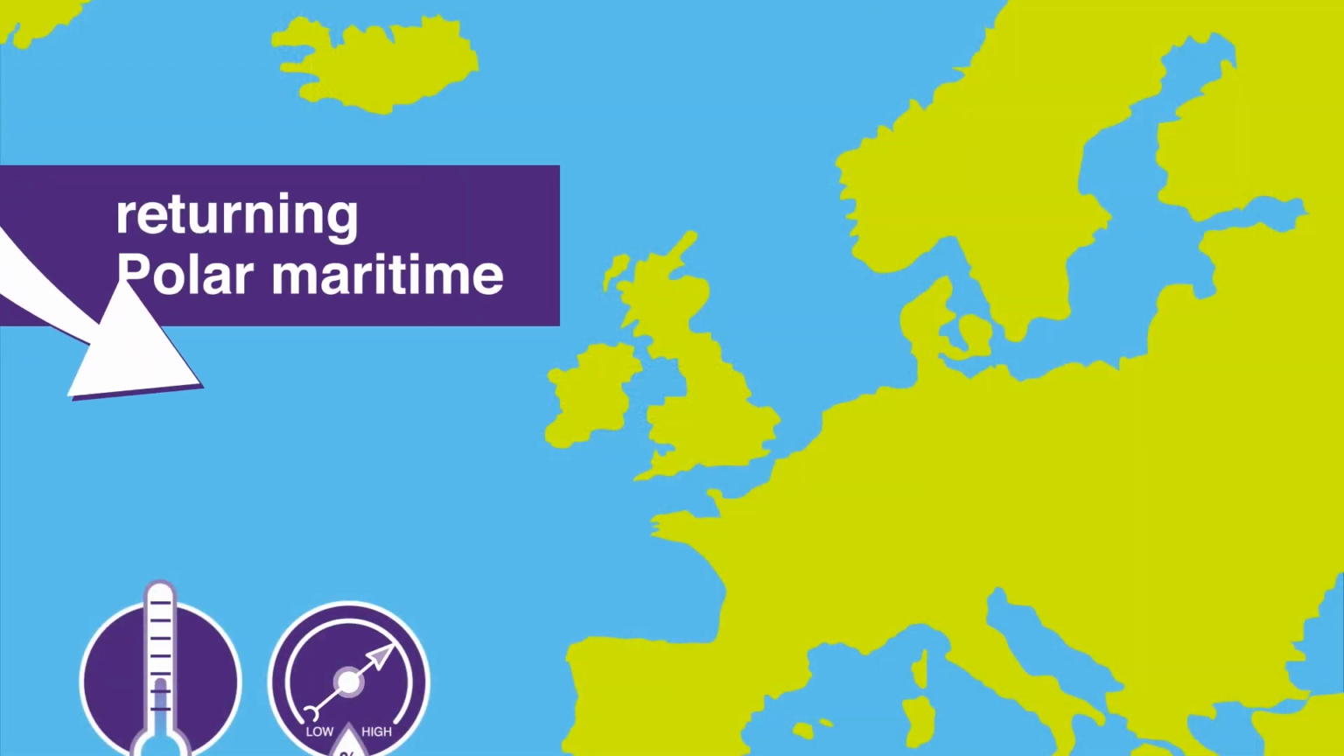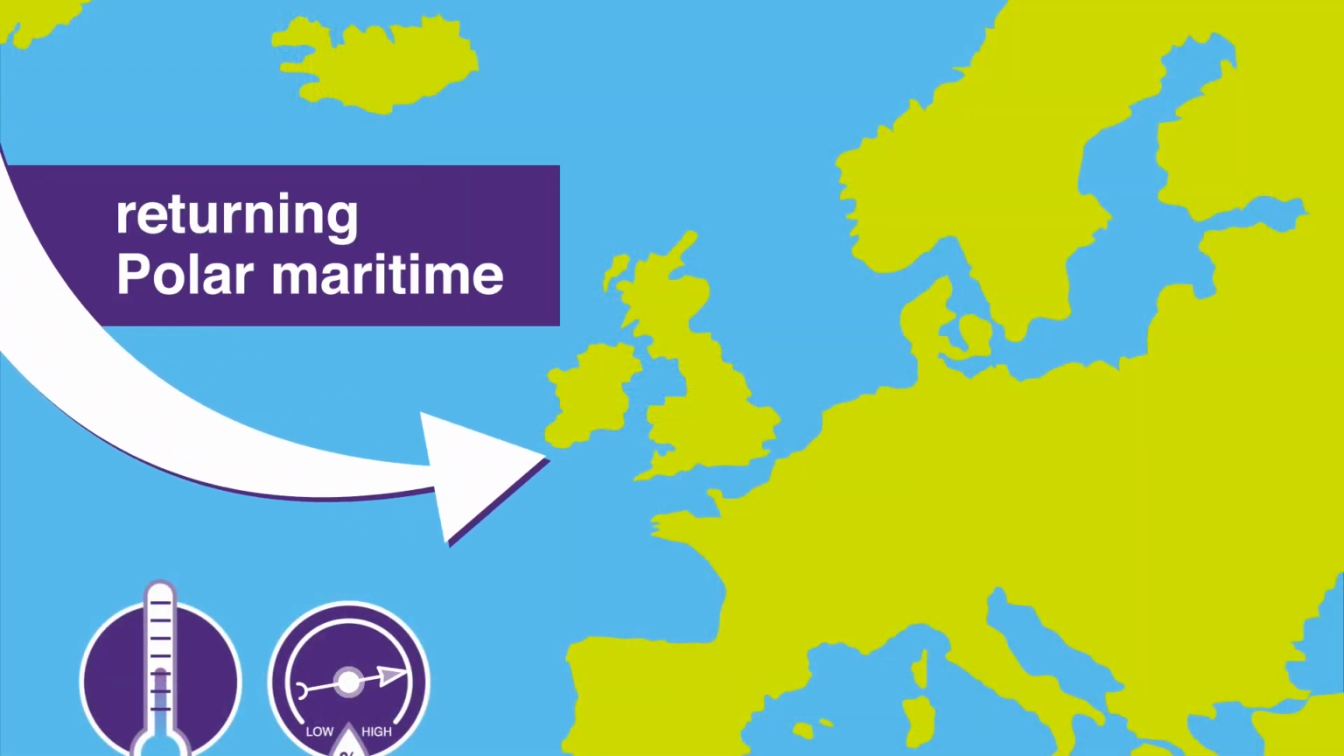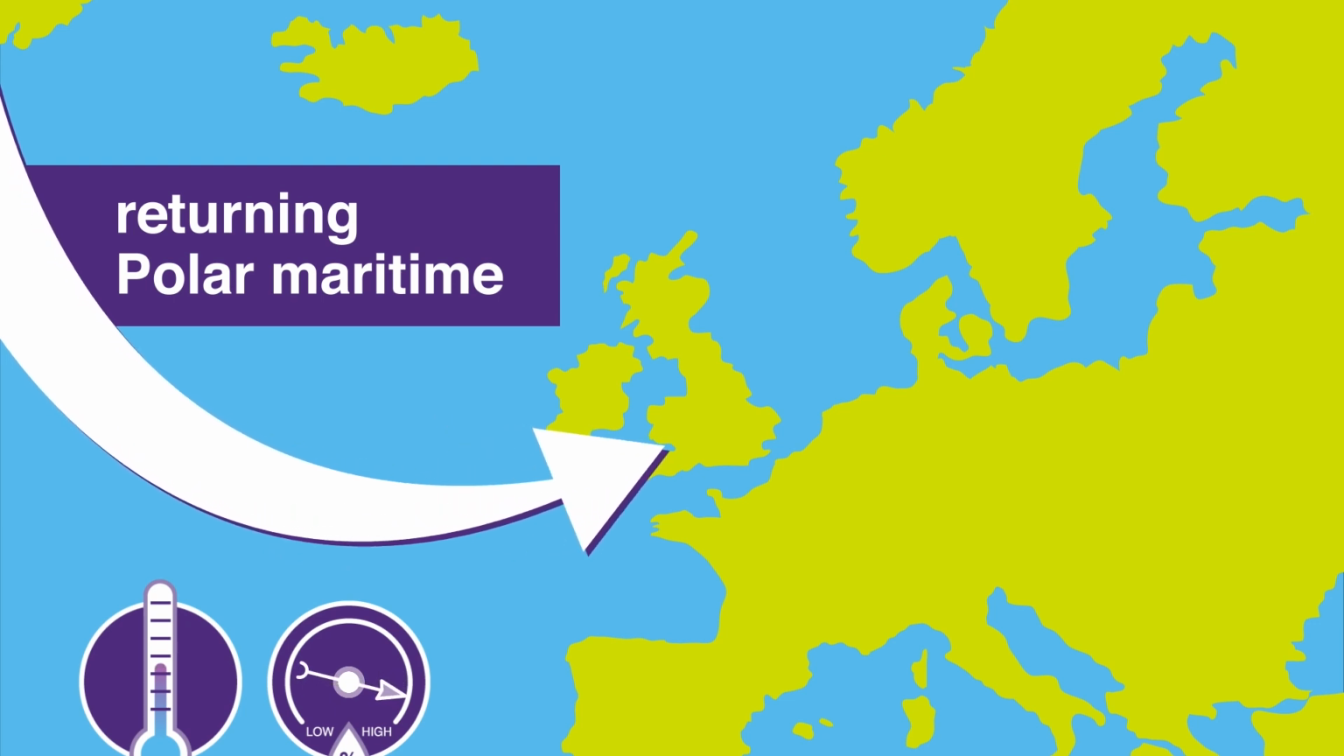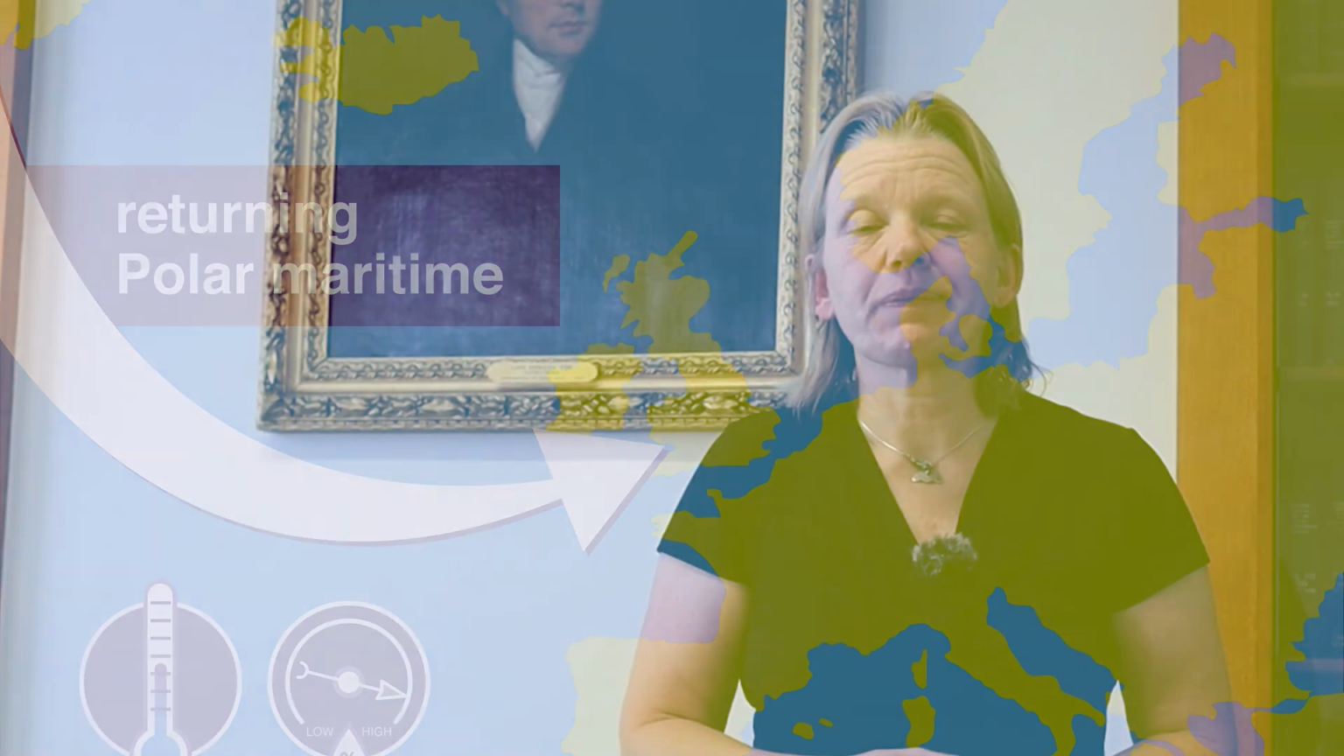Returning polar maritime air is air which originated in the North Atlantic but which was diverted before hitting the UK, so may approach from south of west. However, its characteristics are polar, not tropical.